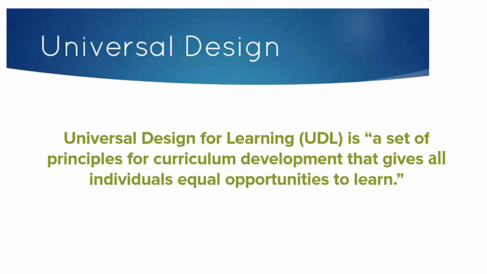And then universal design really goes hand in hand with accessibility. It's a set of principles for curriculum development that really gives individuals equal opportunities to learn regardless of disabilities, preferences, or anything like that. And we're going to go over some examples a little bit later about what that means.